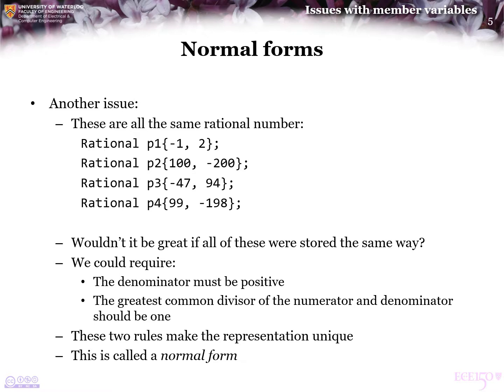Now, we call this in computer engineering a normal form. However, you will cover this more in your third year courses. However, what's important here, if two rational numbers are in normal form, then both the numerators and denominators are equal.